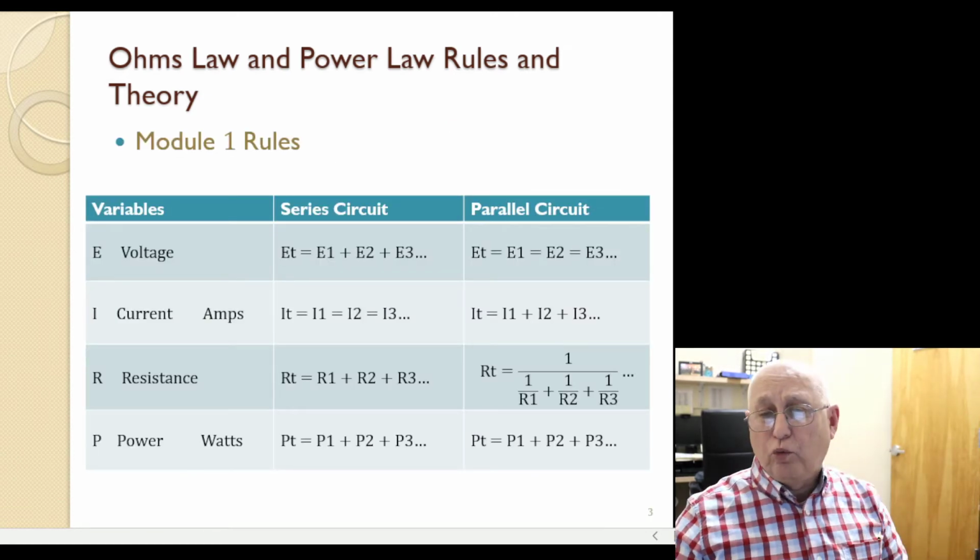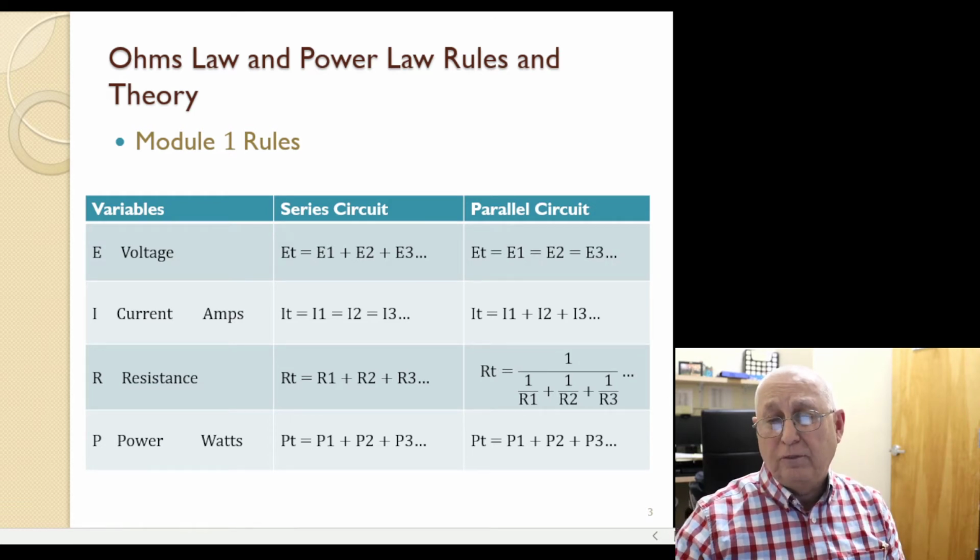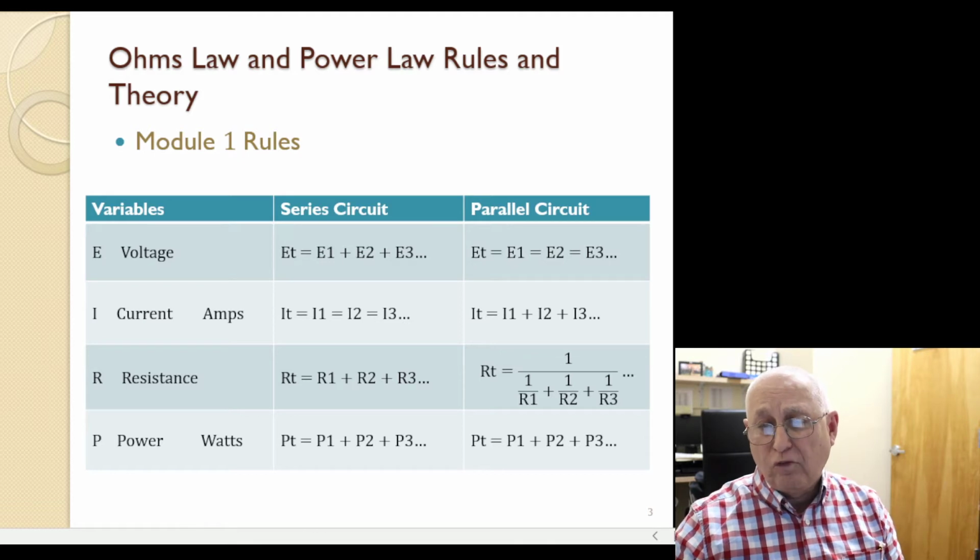These are some of the rules for series and parallel circuits. The variables are E for voltage, I for current given in amps, R for resistance, and P for power in watts. In a series circuit, our total voltage, ET, is equal to E1 plus E2 plus E3. It's the sum of all the voltage drops to give me the total voltage.